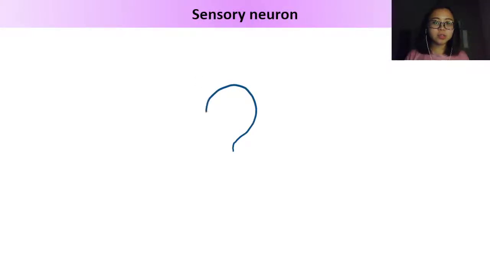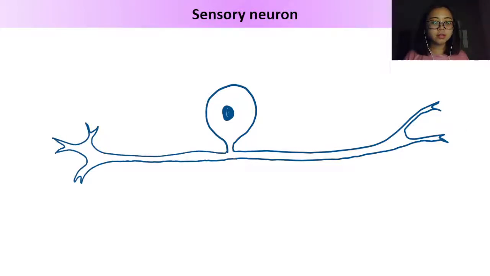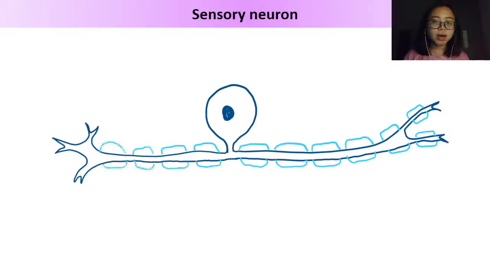Okay, we're going to start with the cell body, which looks pretty round like this. We'll draw in the nucleus. We're going to draw the dendrite, which is quite long. We're going to draw the axon with its synaptic knobs. And then we're drawing in the myelin sheath.